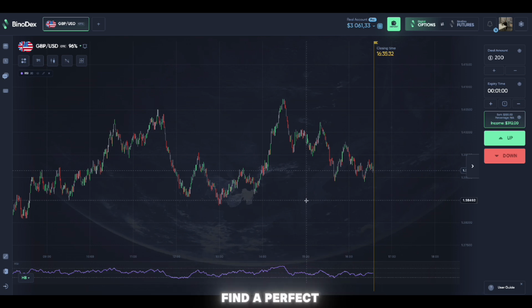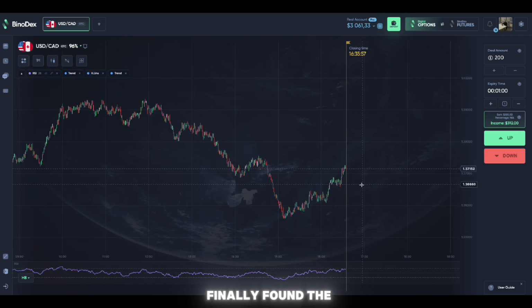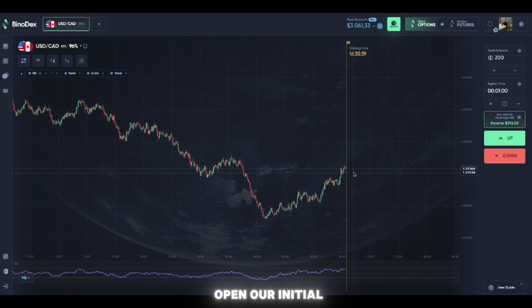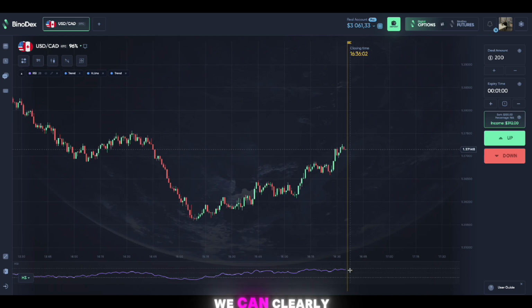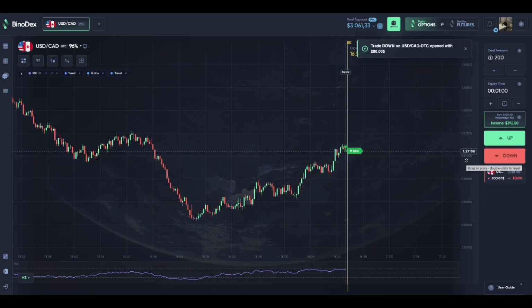Now let me find a perfect moment so we can open our very first trade. So I have finally found the first excellent moment to open our initial trade. We can clearly see that the price is currently very close to the overbought zone, so I am opening a downward trade for 1 minute with exactly $200. Now let's see what happens with this trade.